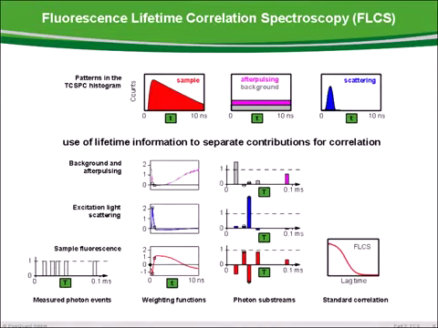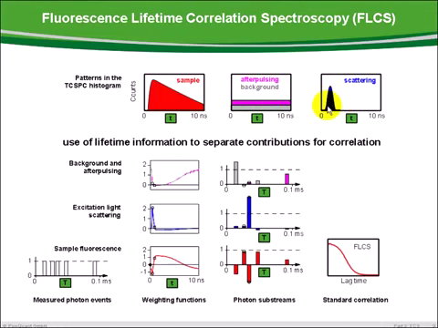How does FLCS work? If we have a look onto the TCSPC histograms of fluorescence, afterpulsing and background, and finally scattering, we see clear differences. While the fluorescence shows the typical logarithmic decay after the pulsed excitation, background and afterpulsing is evenly distributed throughout the 10 nanoseconds time window. Finally, elastic and inelastic scattering, like Raman scattering, is a very fast process. It is represented by a peak at the time of the laser pulse.